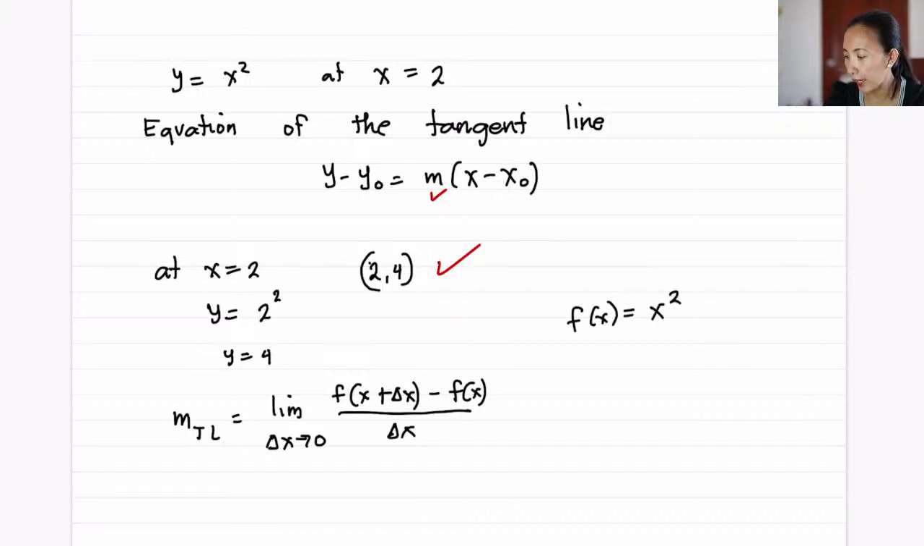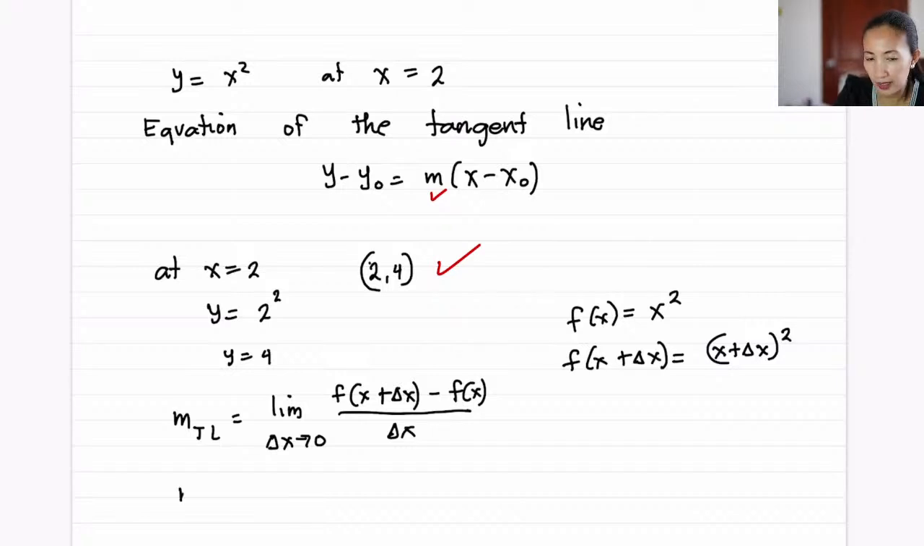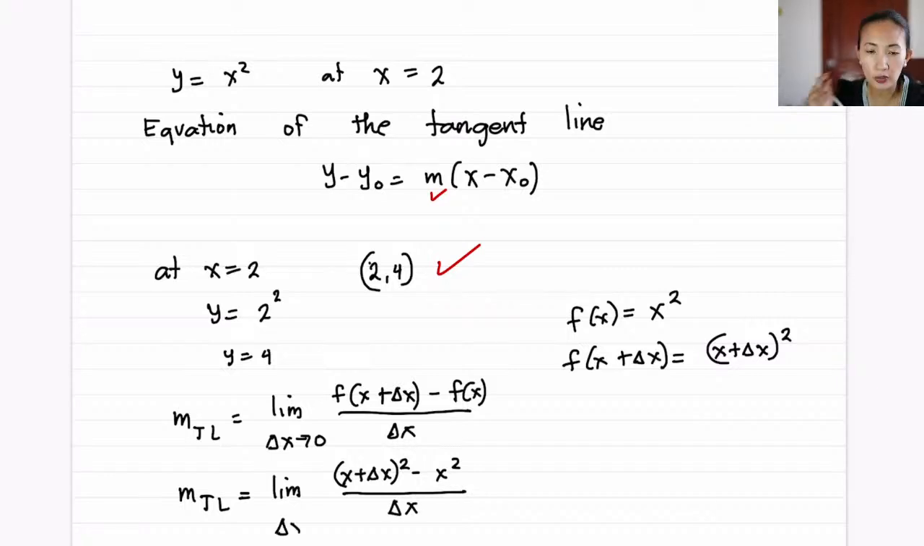And our f of x plus delta x is equal to, we evaluate the function at x plus delta x. We simply have to replace x with x plus delta x, raised to the second power. You get it? So the slope of the tangent line is equal to the limit of x plus delta x squared minus x squared all over delta x as delta x approaches 0.